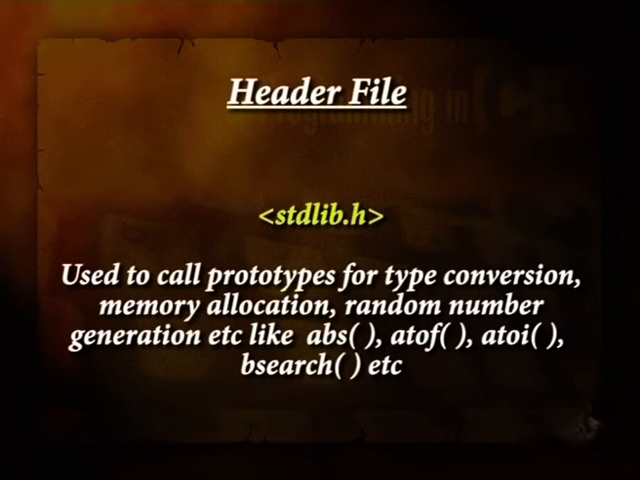Let us take another case. While writing a program, sometimes we want to find the absolute value of a number, or convert an integer number to a float number, or want a random number. Then the header file called stdlib, that is standard library, is used to call prototypes for type conversion, memory allocation, random number generation functions, etc.